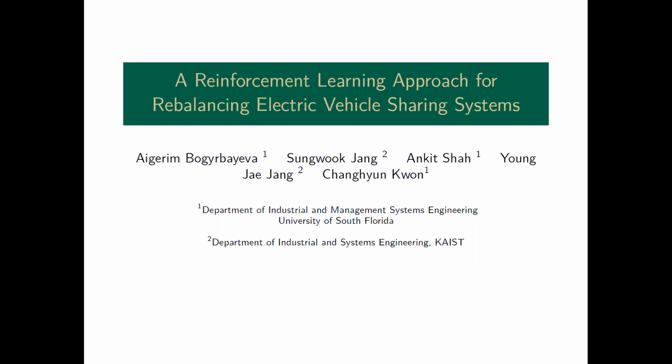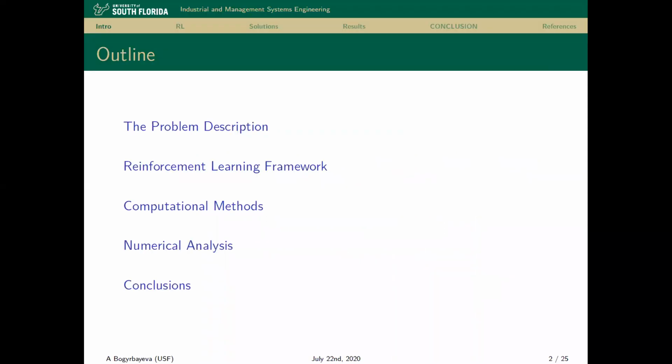So here's a quick outline of today's presentation. First I'm going to introduce the problem, discuss how we formulated it as a reinforcement learning problem, and present some of our computational methods that we have developed. Here we are going to talk about some methods that we have tried and succeeded, and some methods that we have tried, spent some time on, but actually failed. I think it's also important to discuss them. Then we are going to have some numerical analysis and end up with some lessons learned.